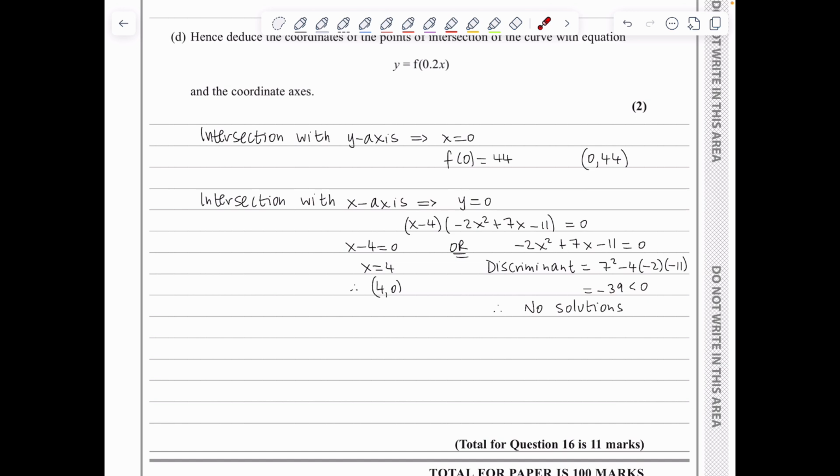Now the question is asking for y is f of 0.2x. We know that this means that we're dividing x by 0.2, which is the same as multiplying x by 5. And therefore the cut on the y-axis remains unaffected because the x-coordinate of 0 when multiplied by 5 will remain at 0. So we've got 0, 44, while the cut on the x-axis, which was at 4, 0, will now be at 20, 0 because we have multiplied 4 by 5. Therefore, these are the coordinates of the points where the equation is cutting through the coordinate axis.